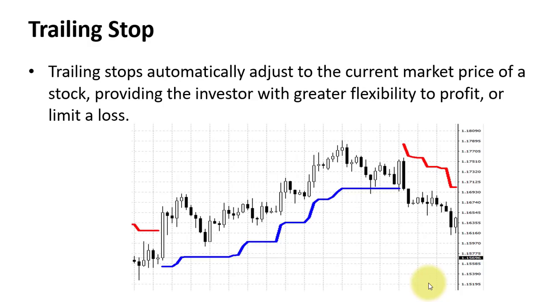The other type of stop loss is called the trailing stop. A trailing stop automatically adjusts to the current market price of a stock or of a currency. So it provides the investor with greater flexibility to profit or limit a loss. You have a fixed trailing stop, for example. Let's say you have a 10 pip trailing stop. Each time the market moves up in your favor, you move your stop by that amount, 10 pips. Next, you move another 10 pips and you trail your position. You have what is called average true range as well, that can help you to trail your position.